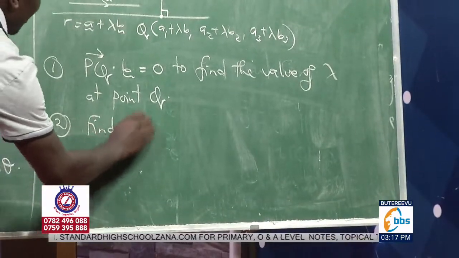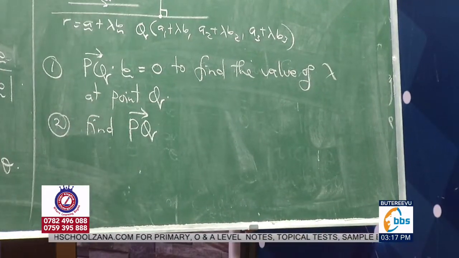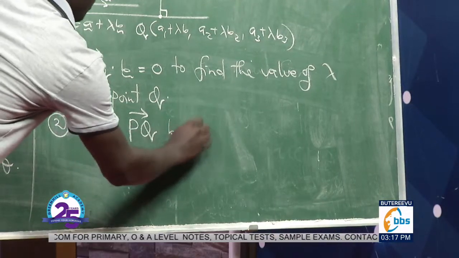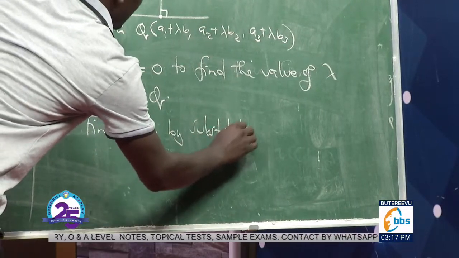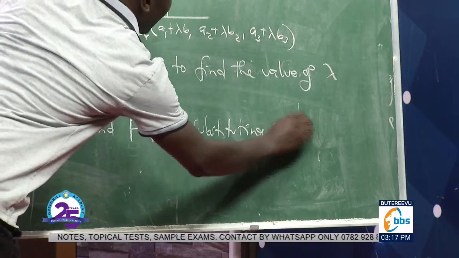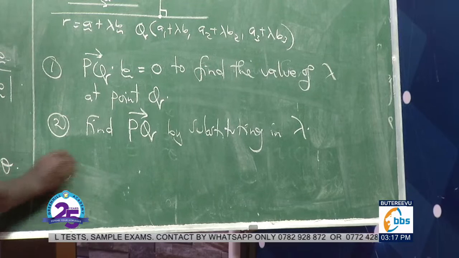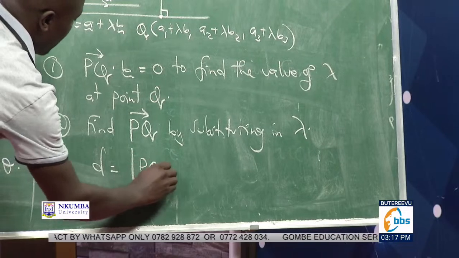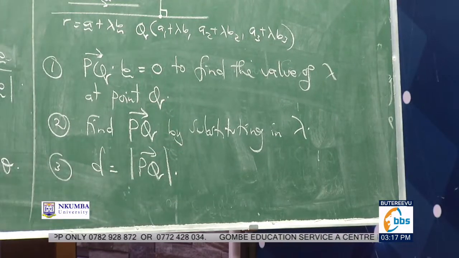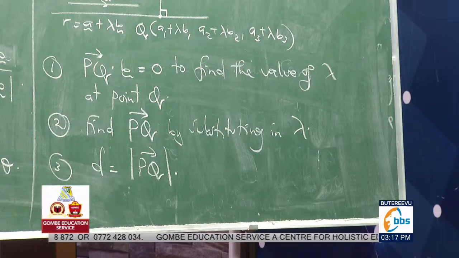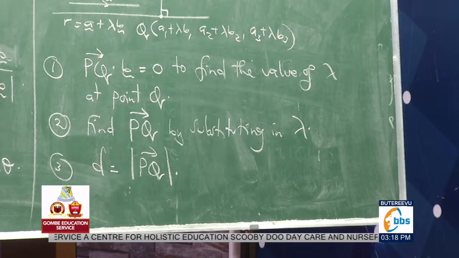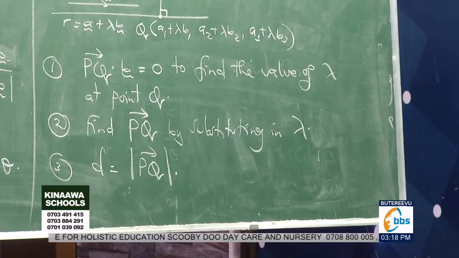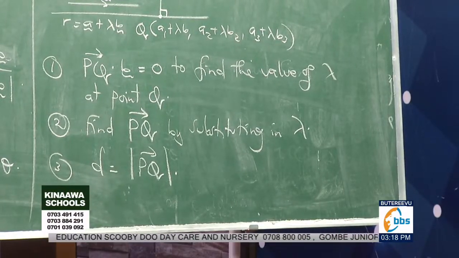So you find PQ, since now you already have the point, by substituting in the value of lambda, and then three, we will have our distance d being the magnitude of PQ. So all those are possibilities you could use to find that. It is not very complicated. We could use an example.